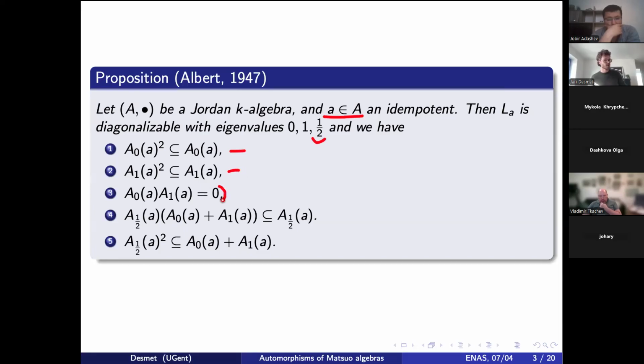That they're orthogonal subalgebras. And then this 1/2 eigenspace plays the role of some sort of absorbing element for the 0 eigenspace and the 1 eigenspace. And if I square the 1/2 eigenspace here, then I end back up in the A0 and the A1 eigenspace. And in some sense, this is like the smallest thing you can get for such a diagonalizable non-associative algebra with idempotents.